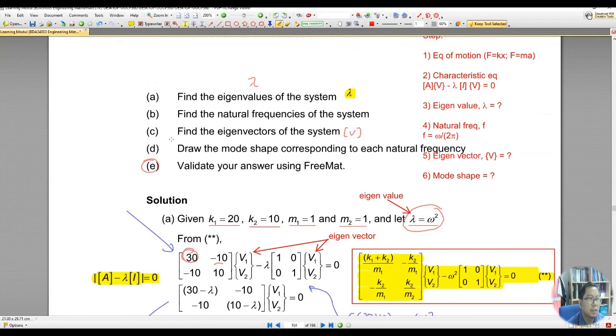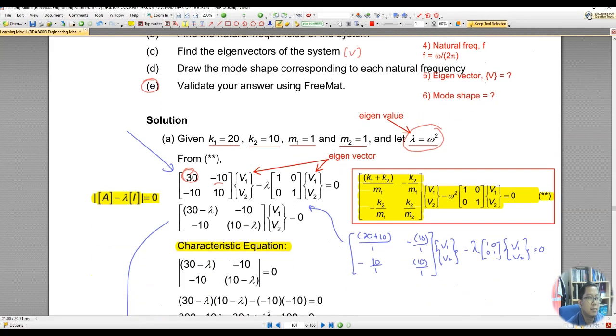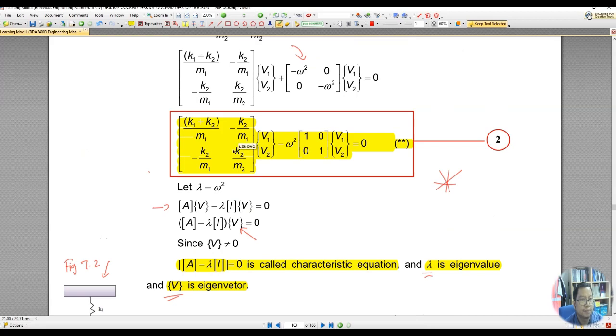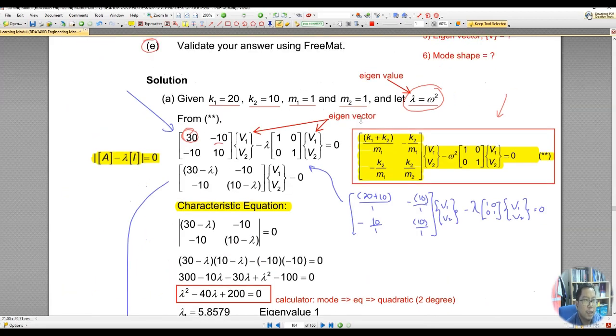For solution A, you are asked to find the eigenvalue of the system. The given data in this question is K1 is 20, K2 is 10, M1 and M2 is 1. From this question, please let the eigenvalue be omega power of 2. From the double dot equation here, which is from the previous pages, we got K1 plus K2 over M1. This is the previous equation actually.